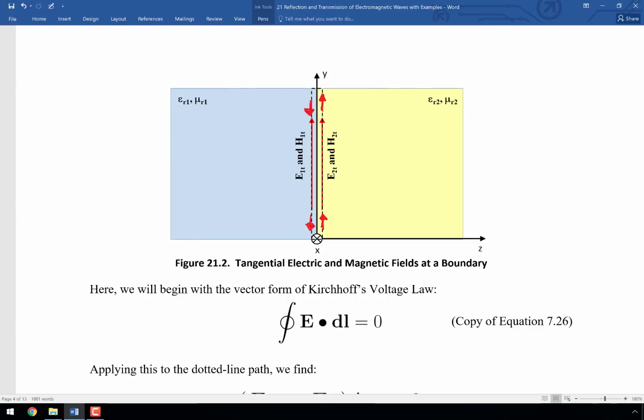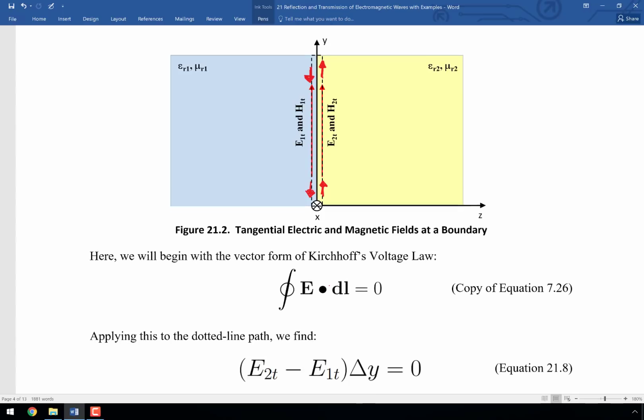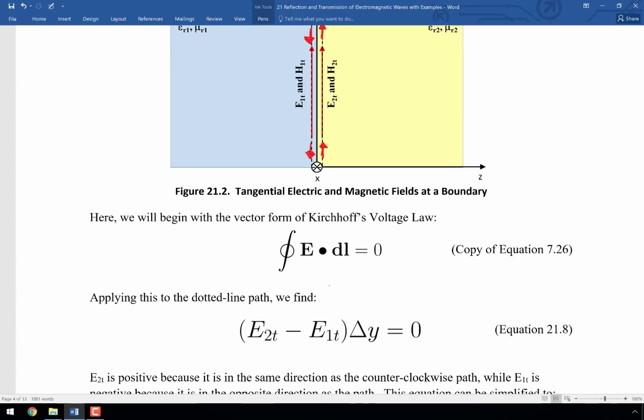We're going to begin with the vector form of Kirchhoff's voltage law. You'll remember the vector form of Kirchhoff's voltage law simply says that the line integral of E dot dl is equal to 0. So remember that E dot dl gives you a voltage.